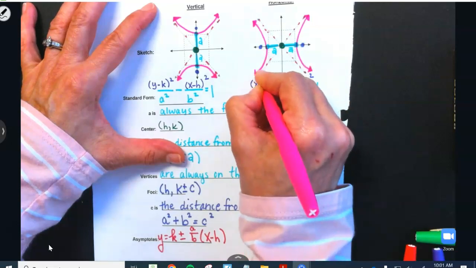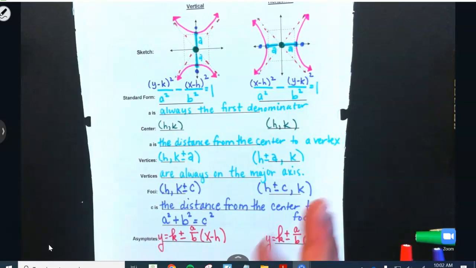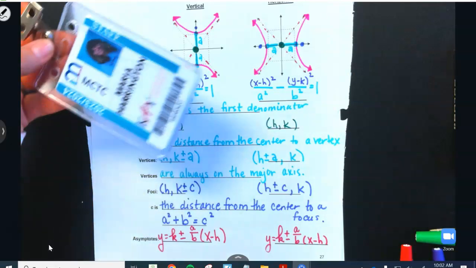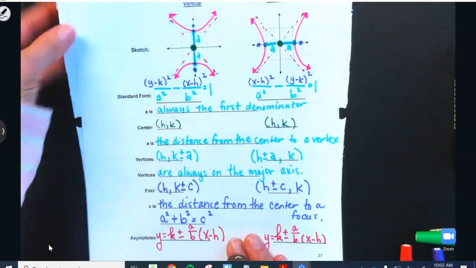Y'all are going to need a straight edge today, because remember, we're not going to do the equation. We're going to just draw it from the invisible box, and you got to have a straight edge. You do. You have an ID. These make the best straight edges for the graph. All right, let's go ahead and get started.